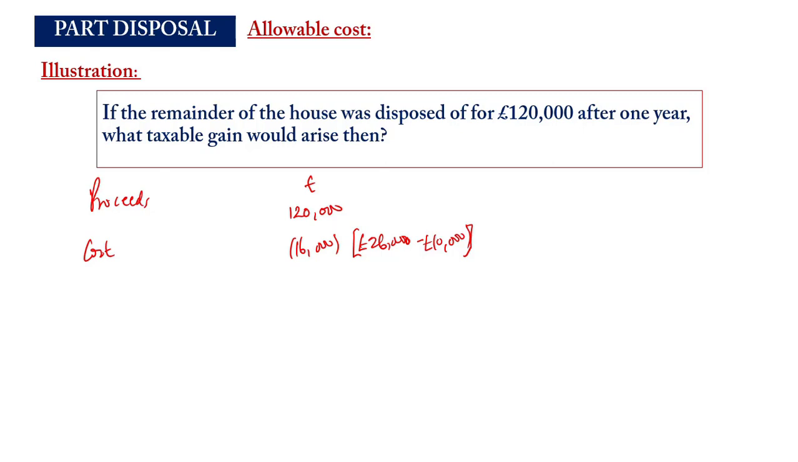We don't have any incidental cost of sale, so now the gain will be £104,000. Then we take away the annual exempt amount of £6,000, giving us the taxable gain of £98,000.